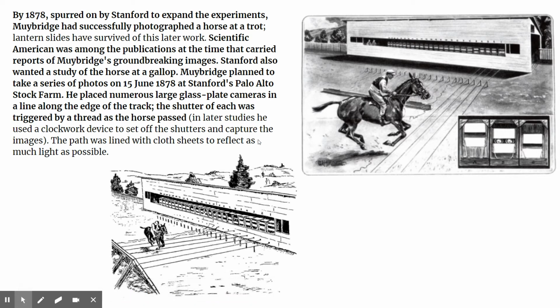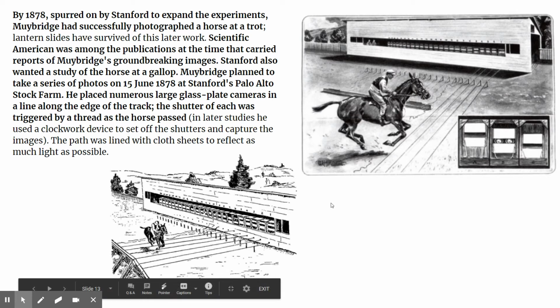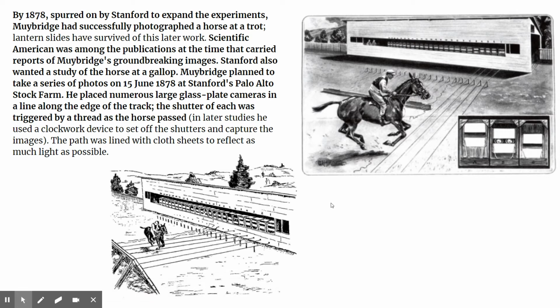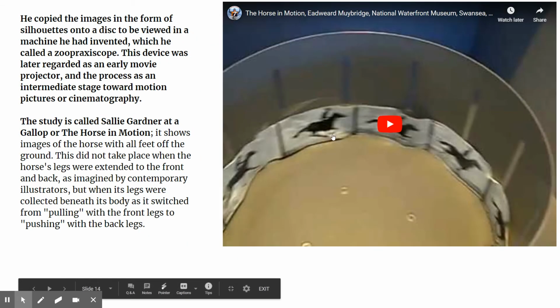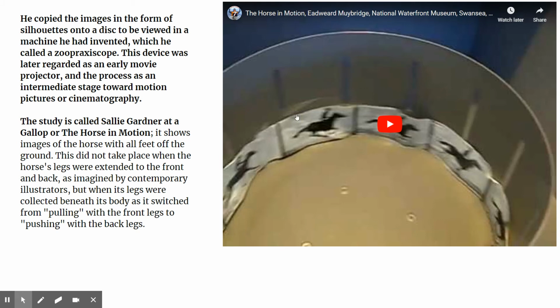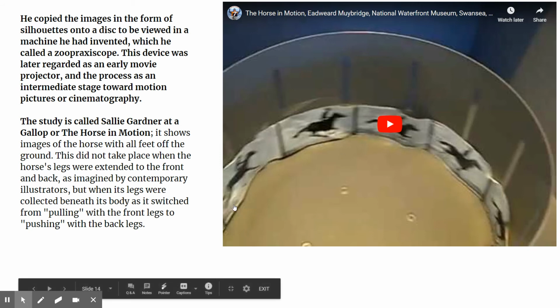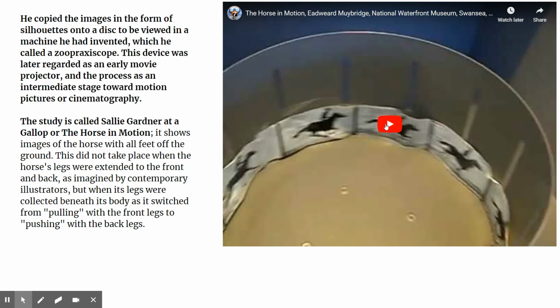The path was also lined with white cloth sheets, on the ground but also behind, so that the horse could be seen more clearly, more cleanly, with as much light as possible. These were large glass plate cameras. Okay. So the zoopraxiscope is what he made. As I mentioned, he made woodcut prints of each photograph, so that when you put them together and put them in this invention called the zoopraxiscope, you could see the horse running.